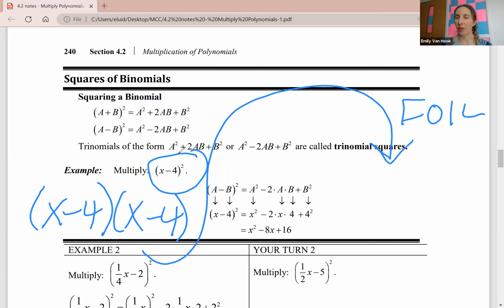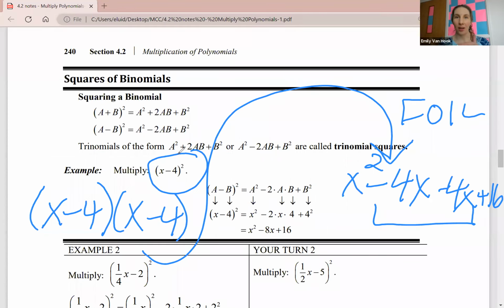Okay, and if you were to rewrite that and actually FOIL, here, I'll bring that to the right side. I'm ignoring the formulas temporarily, but I want to show you the connection here. So when we FOIL, x times x is x squared. Then our outside terms, x times minus 4, that's minus 4x. Inside terms, it's another minus 4x. And then our last terms, negative times negative is positive 16. So notice that there's two of the minus 4x's, right? The outside and inside terms are the same. There's two of them. That's why we have this 2 in the formula.